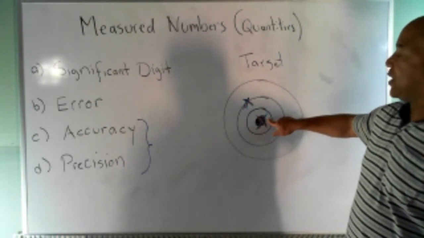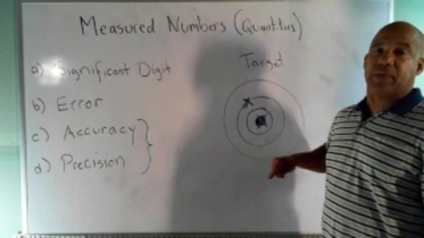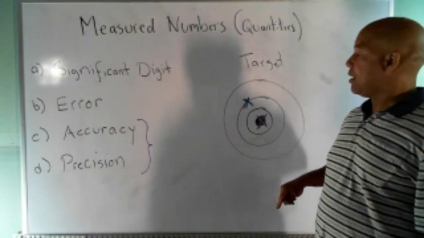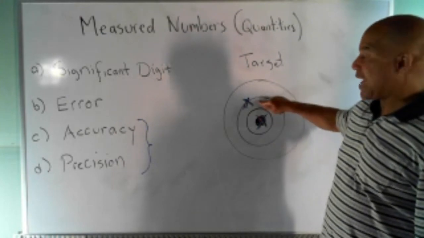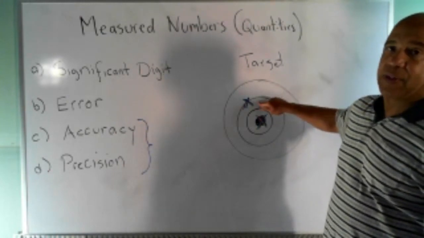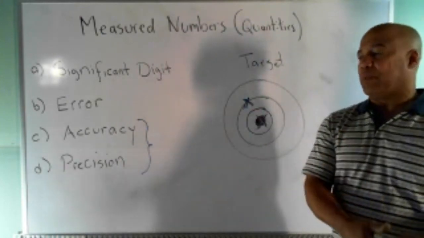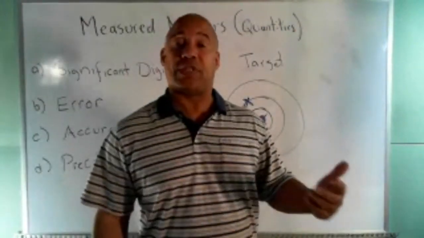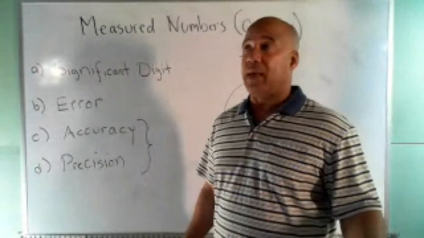So the lesson here is, if you're accurate, by definition, you're also precise. But it's possible to be precise without being accurate. Now remember, we're talking about some kind of measuring device. I can have a scale that's very precise, but it may not be accurate. It might be 10 pounds off.